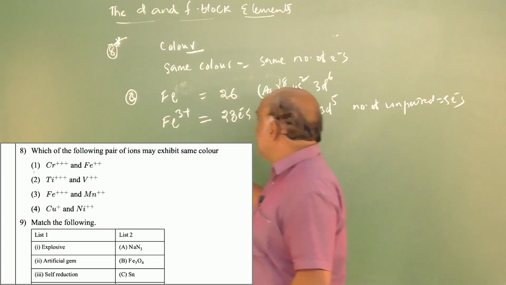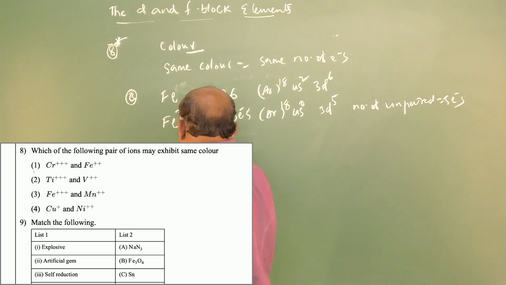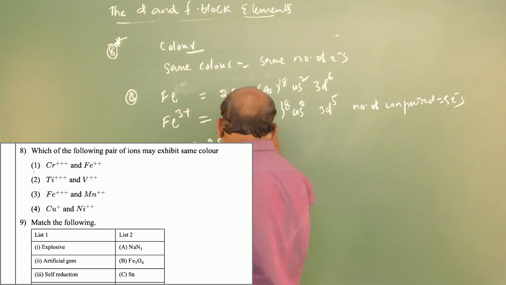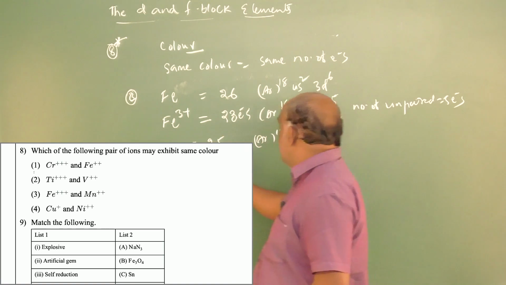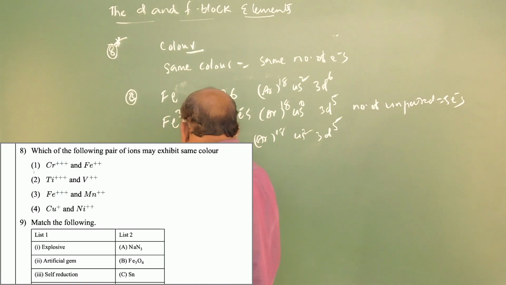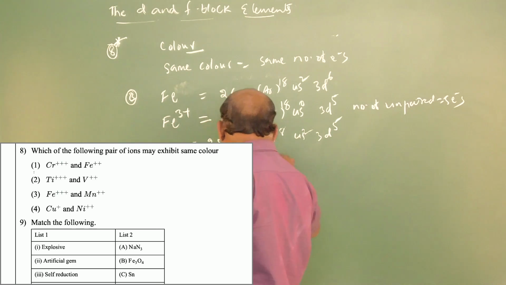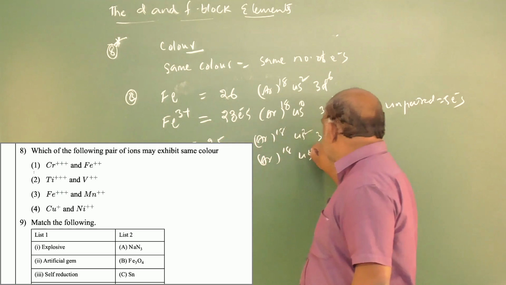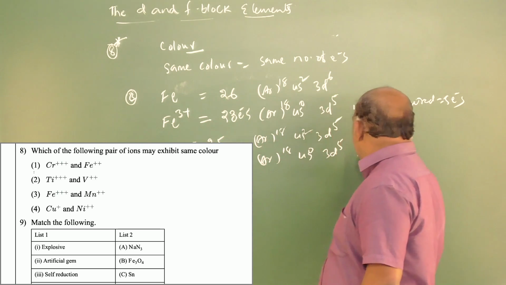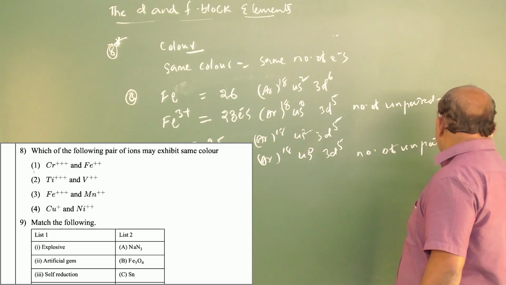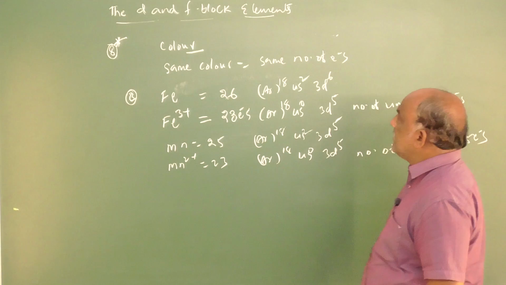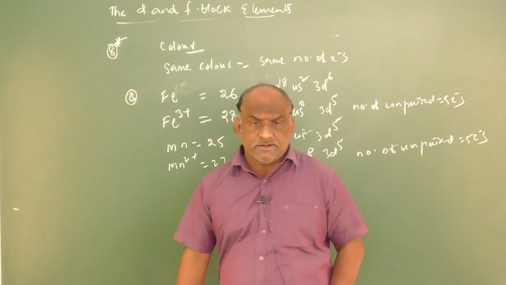On the other hand, Mn has atomic number 25, argon 18, 4s2, 3d5, and the Mn2+ configuration has 23 electrons, the same argon 18, 4s0, 3d5. What is the number of unpaired electrons? Here also it is 5. Same color, same number of unpaired electrons.